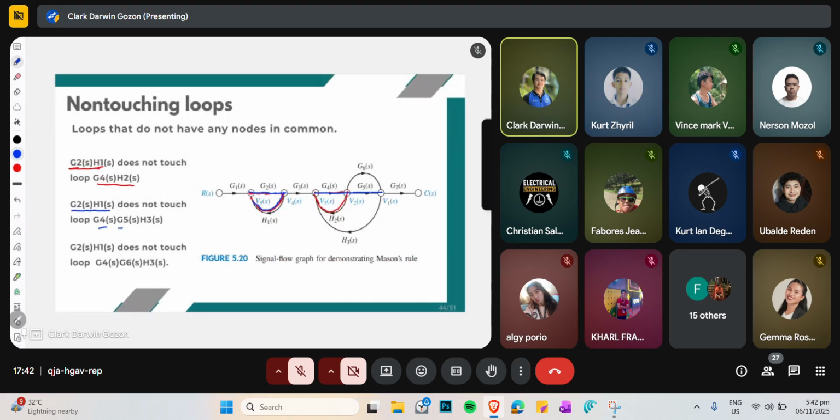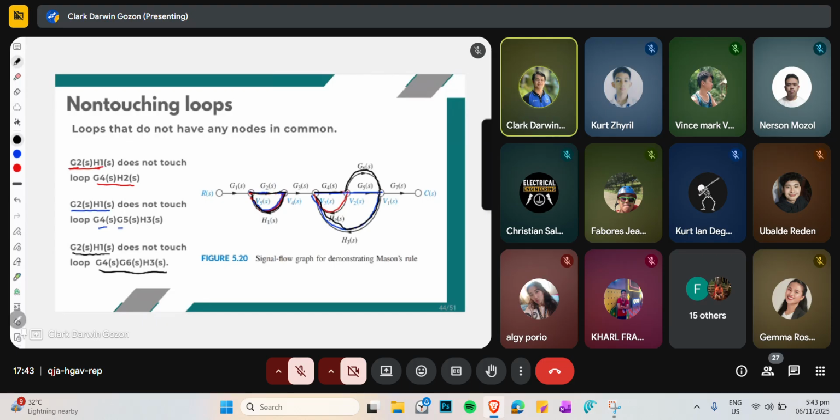G4, G5, then H3. Okay? That's another loop gain. Then another loop gain is G2, H1, G4, H6, H3. No? That's another non-touching loop gain.